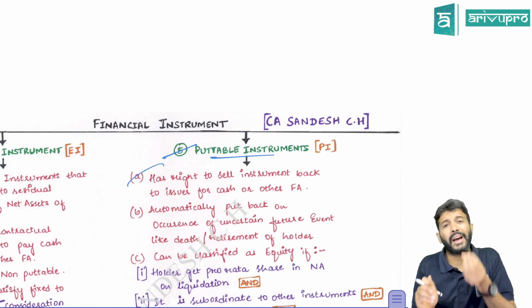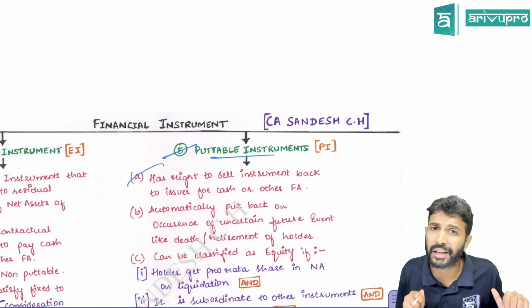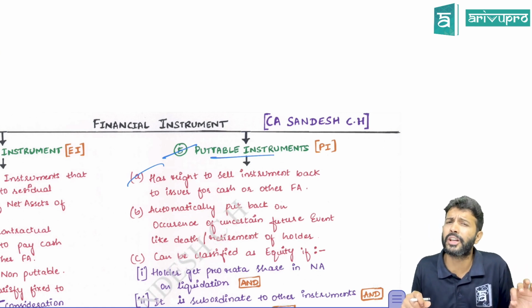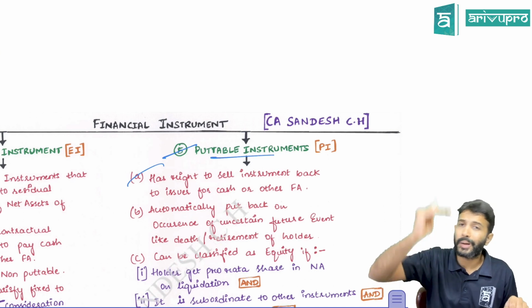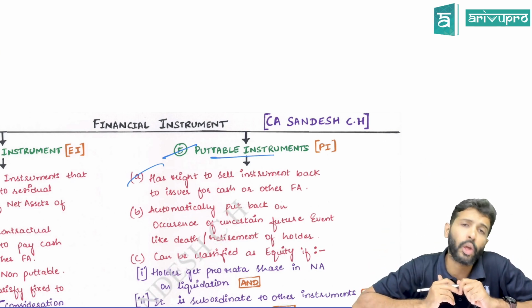Puttable instrument means we have an obligation. The holder has a right to sell, so the company has an obligation to pay the money when he sells. Since the obligation is there, the normal classification for a puttable instrument is financial liability. However, if a puttable instrument has certain features, then still you can go ahead and classify it as equity. What are those features?